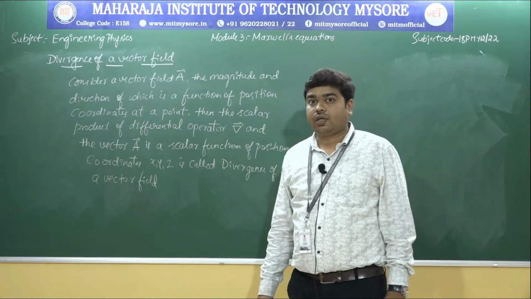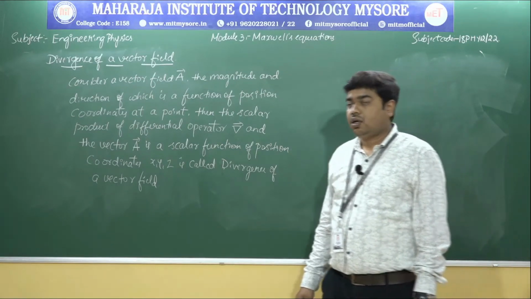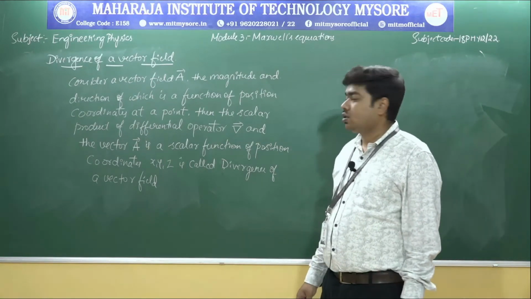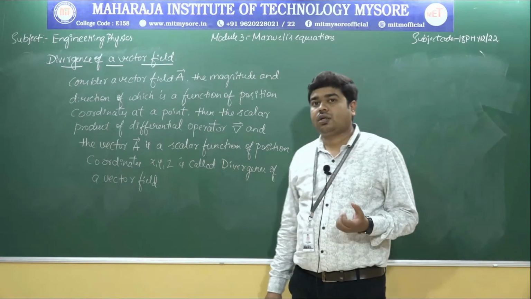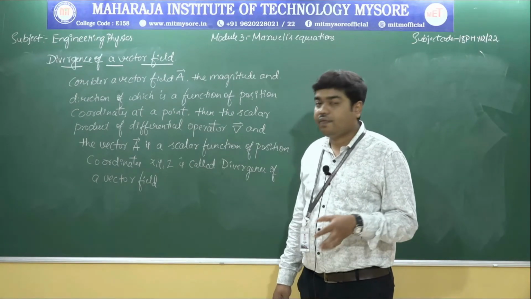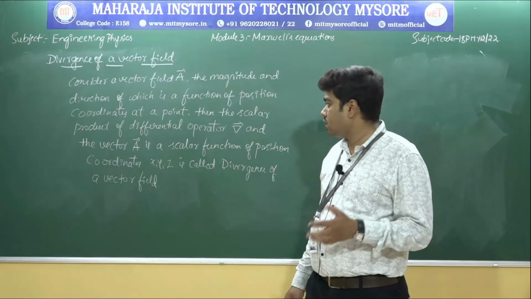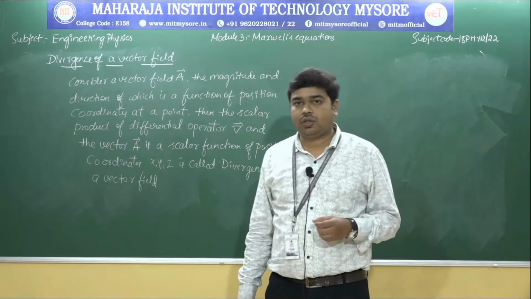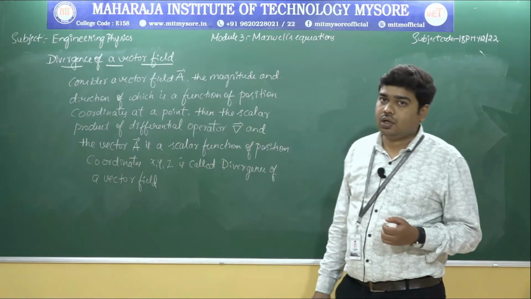So, as I said, if you consider a vector A inside the vector field, which is a function of the position coordinates, both the magnitude and direction, then if we consider the scalar product of the differential operator del with the vector A, the resultant will be a scalar function of the position coordinates, which we call the divergence of the vector field.